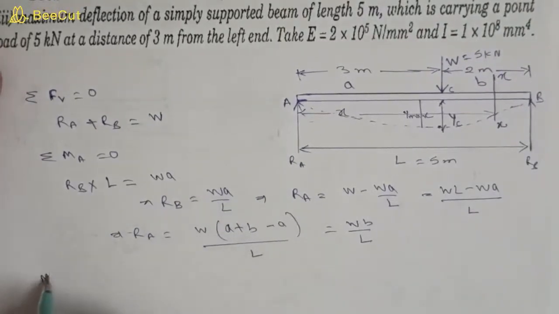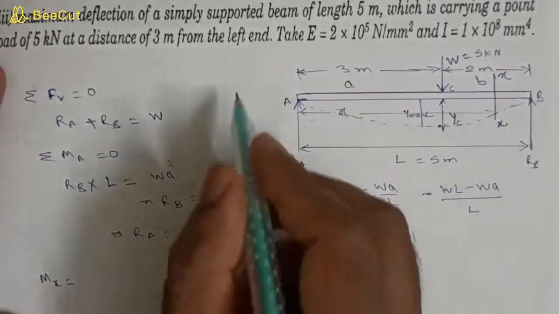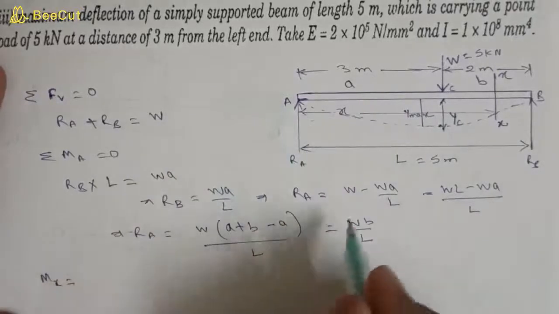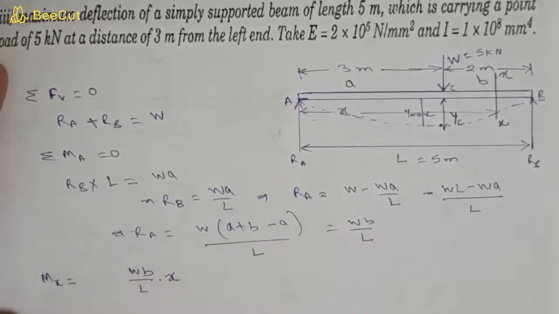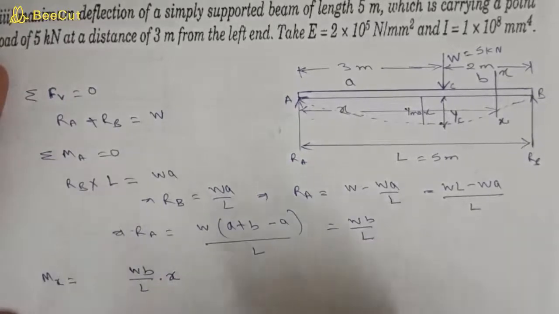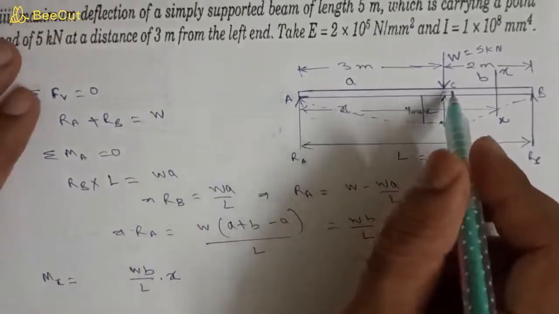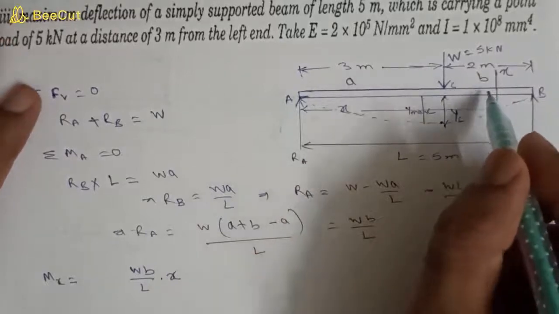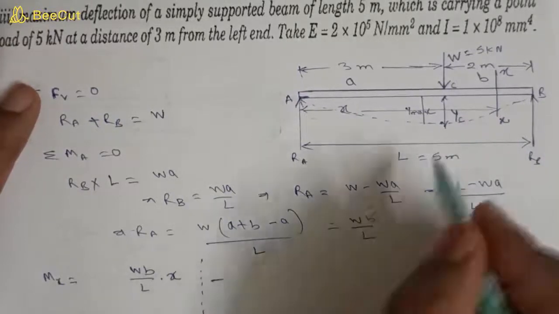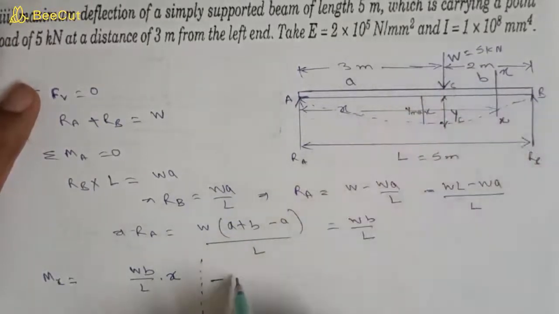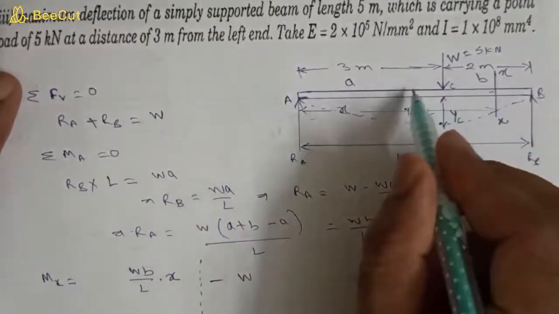So what will be the moment at section XX? So we will write Mx is equal to moment due to this RA, it will be positive because this is causing sagging. Due to RA moment will be WB by L into X, and first we have written the moment for this portion, first portion, and after writing the moment for the second portion, we have to make a dotted line, and then minus this load is causing sagging moment, so we'll write minus W into this distance. So this distance is X minus A.